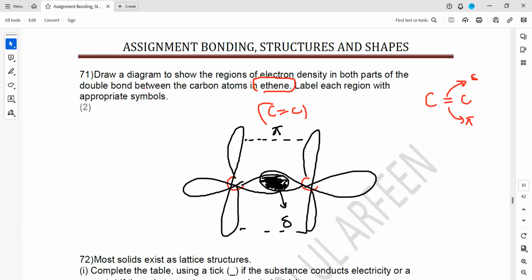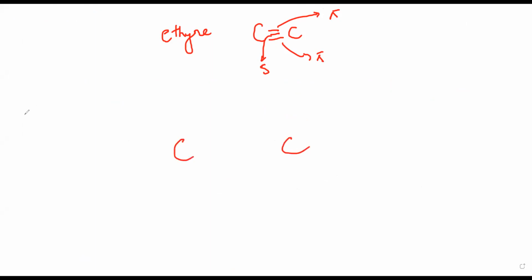If there was a similar question and they ask about ethyne, sorry, ethene is already there. If there was ethyne, ethyne means between the carbon and carbon there's a triple bond. And when there's a triple bond, two of them are pi and one is a sigma. Any one of them is a sigma, two of them are pi. So how do we represent one sigma and two pi?